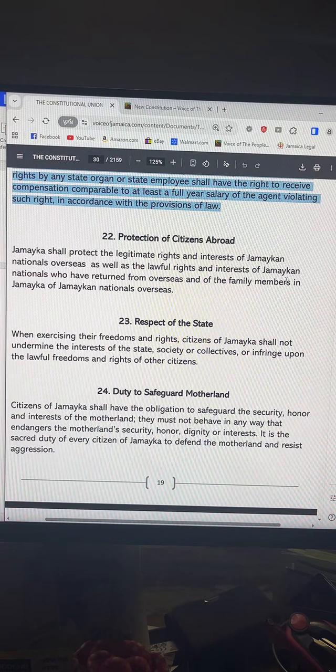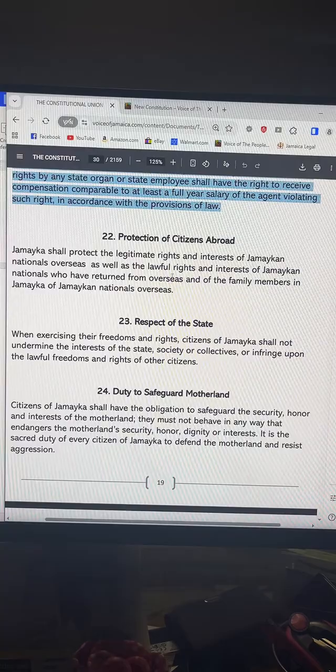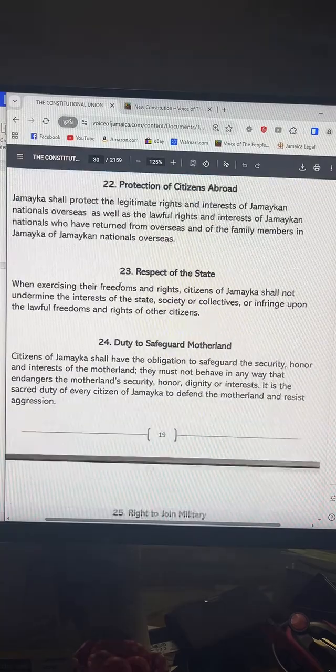Right? So, just like how you have embassies and advocates that are abroad that try to make peace with other nations, that is pretty much what this is talking about, right? You're protecting the legitimate rights and interests of the Jamaican nationals, right?